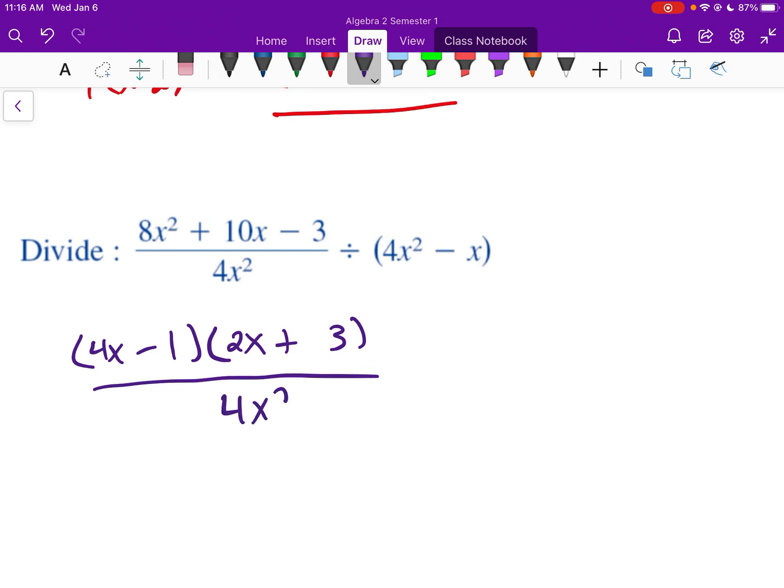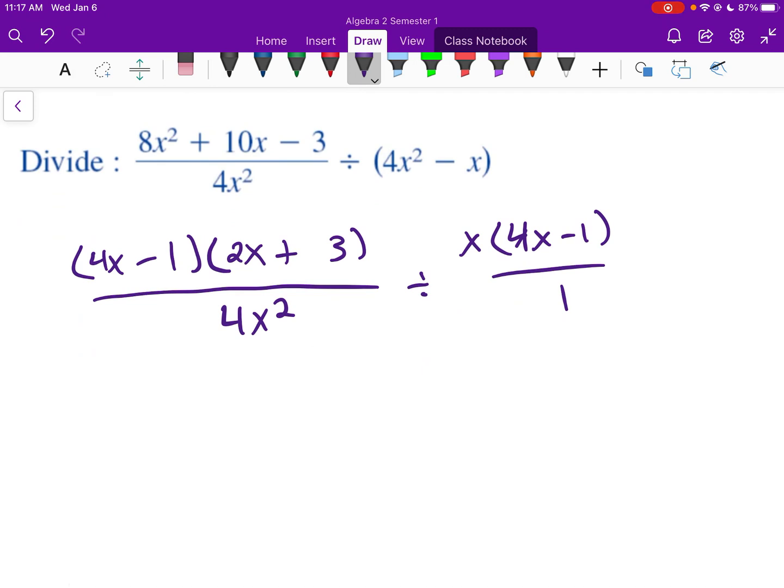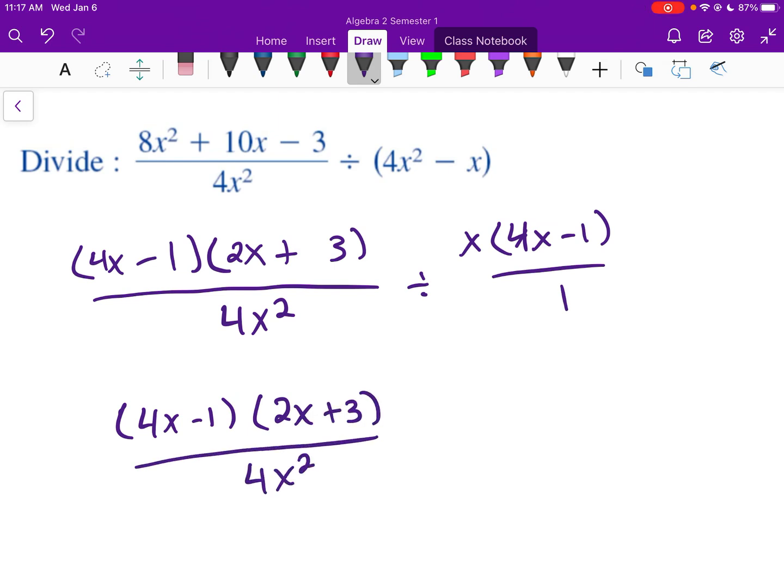Nothing to factor in 4x squared. Okay, divided by 4x squared minus x. X is a common factor there, so we're going to factor that out. X times 4x minus 1. I'm just going to write that as over 1. Okay, so then, since it's division, I need to multiply by the reciprocal. So just rewriting here. And then multiply by the reciprocal, so flipping that term.